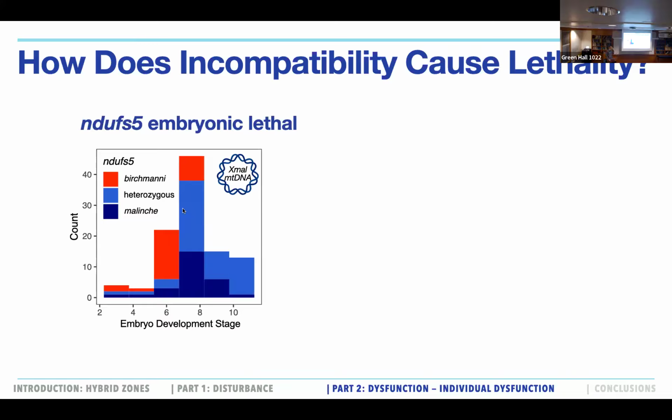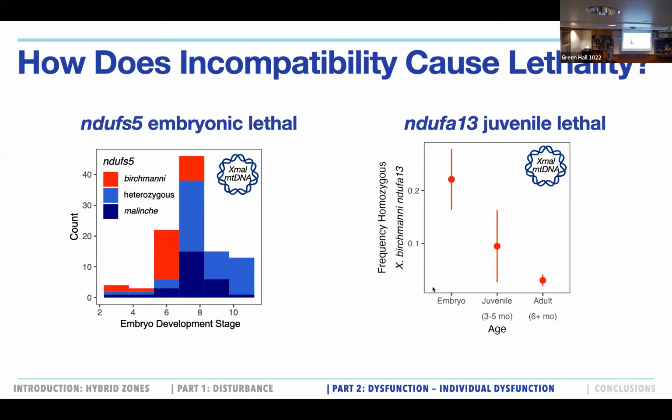On the other hand, for the NDUFA13 genotype, we didn't see any sort of this distortion throughout embryonic development. When we're at the embryo stage, the frequency of this birchmanni genotype is within what we expect from Punnett squares even. But when we hit juvenile, even a few months out, this frequency has started to drop, and by the time we're adults, it's near zero. So even though they're physically in the same complex touching each other, the temporality of the selection is pretty different. This was good to see.